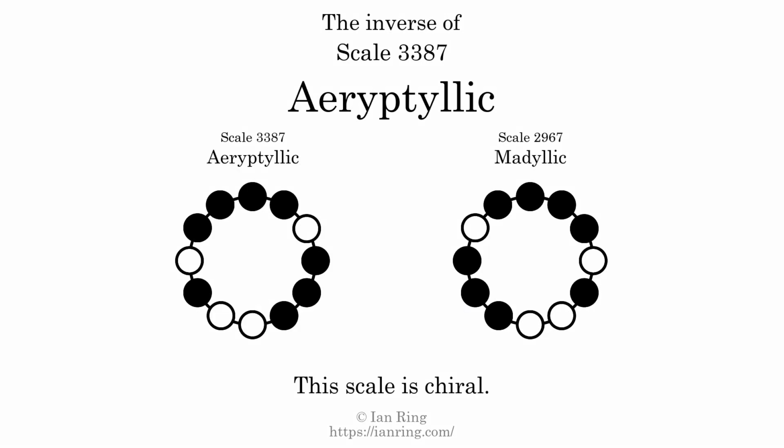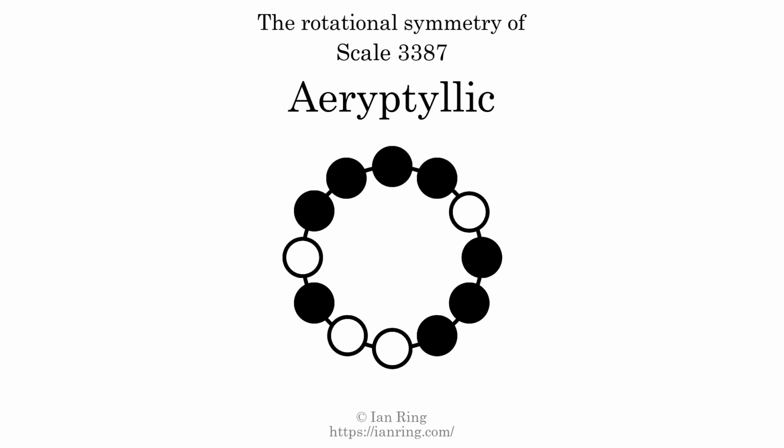The inverse of a scale is a mirror image. It is what you get when the sequence of intervals is reversed. The inverse of this scale is scale 2967, also known as Aeryptyllic. This scale is chiral. It cannot transform into its inverse by rotational transformation. This scale has no rotational symmetry.